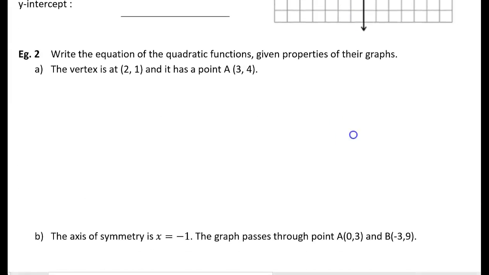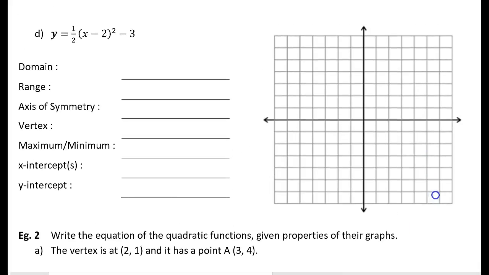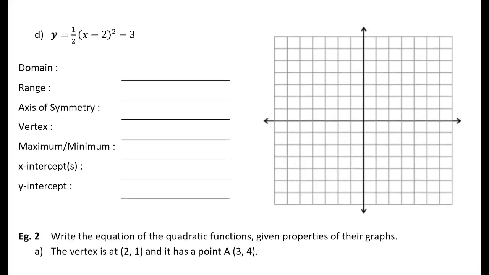So we continue on. We've got a couple more examples. Okay, I'm going to look at D right now. In this case, we've got A is a fraction, so we know that's going to be compressed, but it's still opening upwards because it's positive. P is now +2 because we switched that sign, and Q is -3. So we look at this and we're like, okay, great. So first of all, our vertex is going to be at +2 and -3, which is down here. It's opening upwards, so my vertex is in quadrant 4.